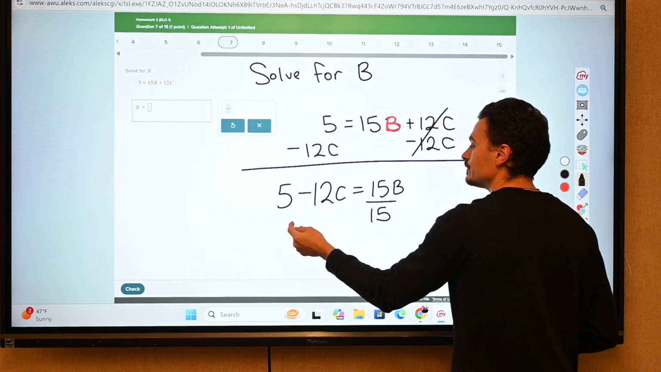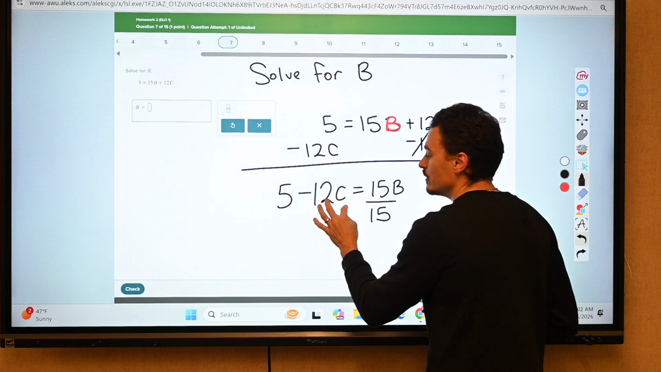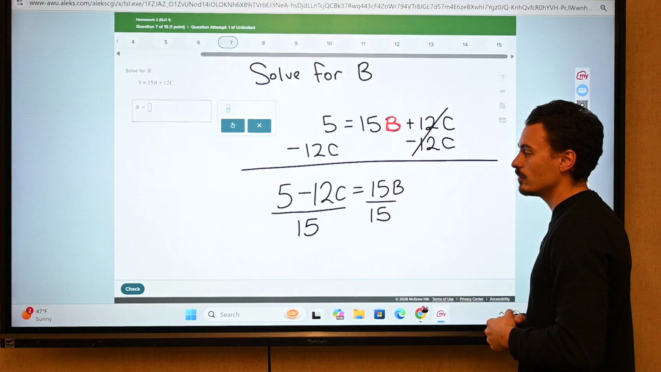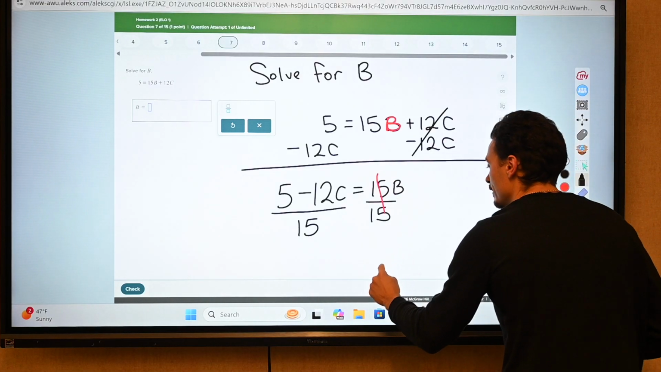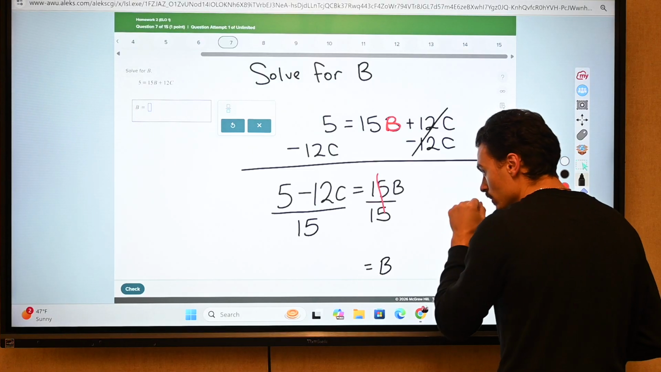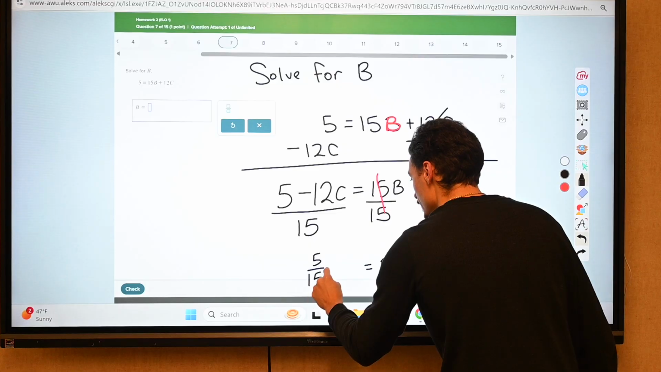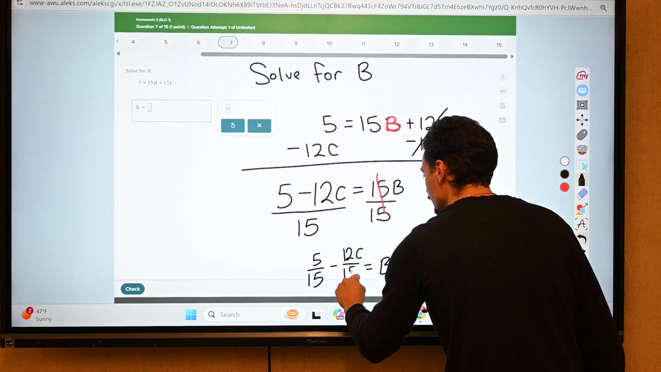Divide by 15 on both sides. When you divide by 15, you have to divide the whole expression by 15. Now these cancel. I get b equals 5 over 15 minus 12c over 15.